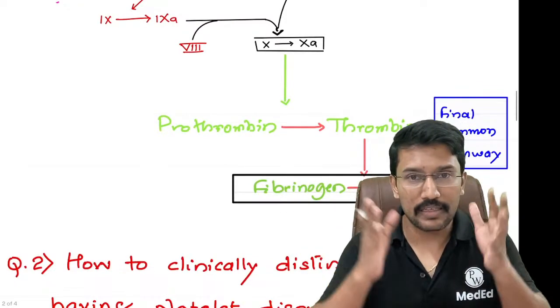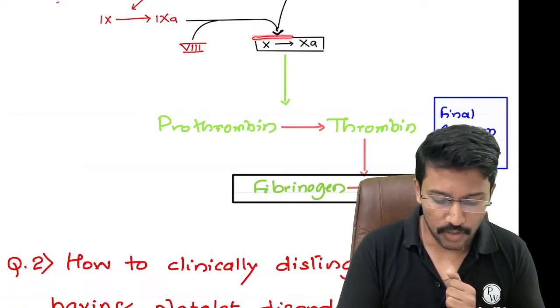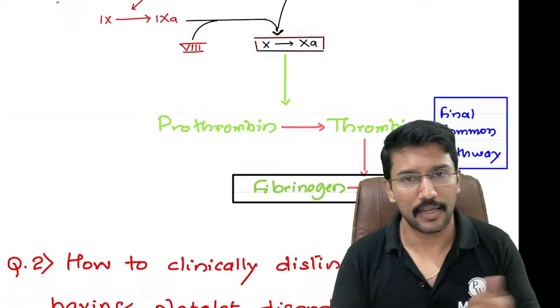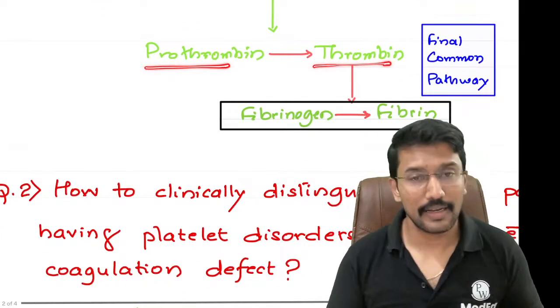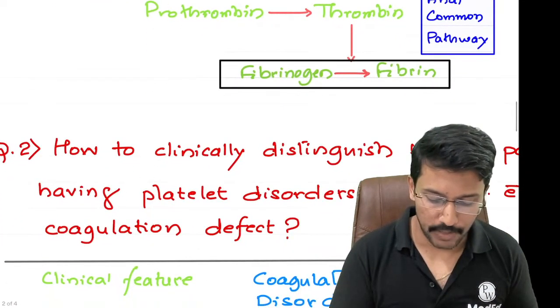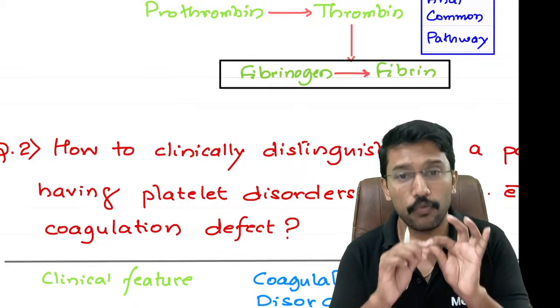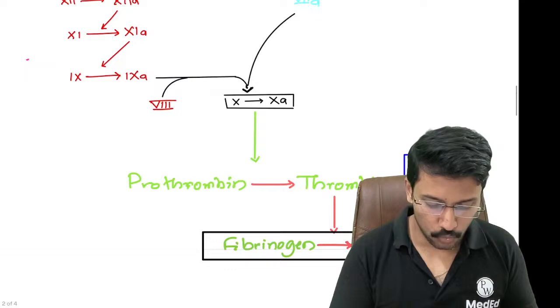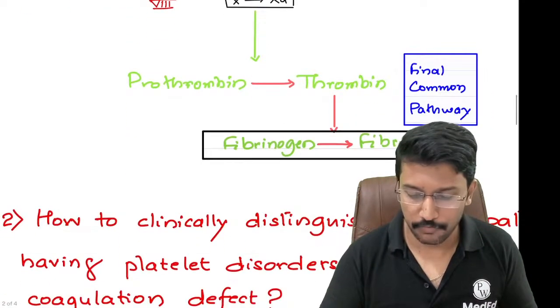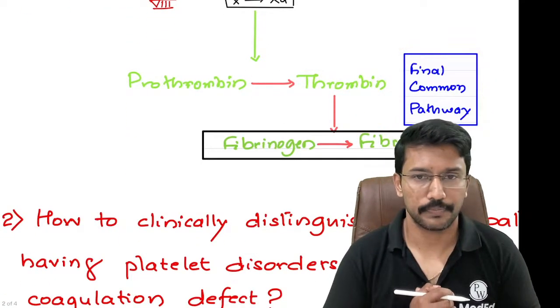So both the intrinsic and extrinsic pathways converge on activation of 10 to 10A, and this activated 10 converts prothrombin to thrombin, and thrombin then converts the fibrinogen to fibrin. This is how we create the fibrin threads. So this pathway where the two lines follow the same track, we call it the final common pathway.